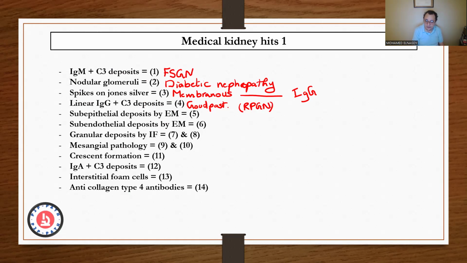Yes. Okay. Next in the line, Siham. Okay, subepithelial deposits. Subepithelial or subendothelial? Okay, subepithelial. So a subepithelial is post-strep. Post-streptococcal glomerulonephritis. Are you sure? Yes, acute post-streptococcal. Okay, acute post-streptococcal glomerulonephritis. We will double check. And then the subendothelial is? The membranous. The membranous. Subendothelial. Yeah. Okay.